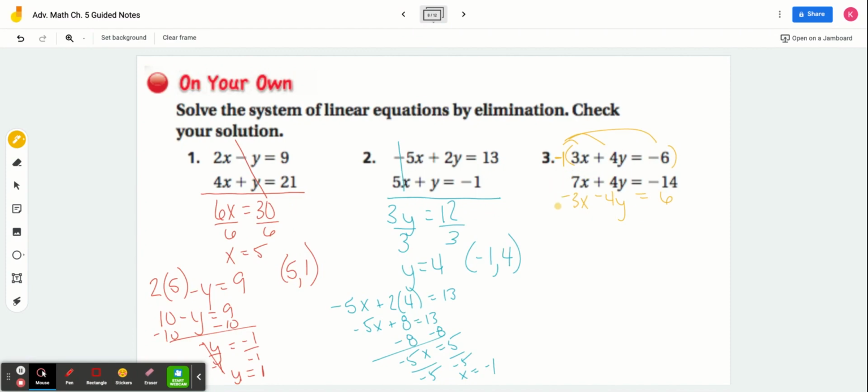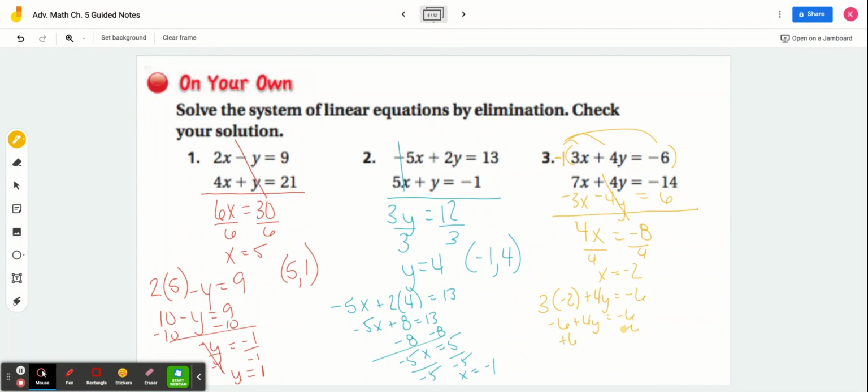Now we can use the original second equation and the new first equation to solve for our system. We can now see that 4y and negative 4y will eliminate. 7x minus 3x is 4x. Negative 14 plus 6 is negative 8. So we know that x equals negative 2. Now, when we plug this in, we need to go back to one of the original equations. So if I take 3x when x is negative 2, plus 4y equals negative 6, we know that 3 times negative 2 is negative 6.